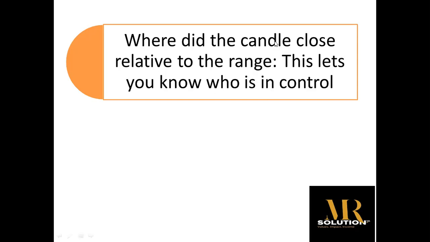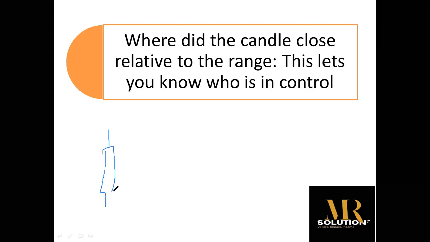Let's look at this pictorial, diagrammatic representation. Let's say there are two candles here. This is candle A. Don't mind my drawing, it might not really be that good. It's a freehand sketch. This is the open, this is the close, this is the high, and this is the low.